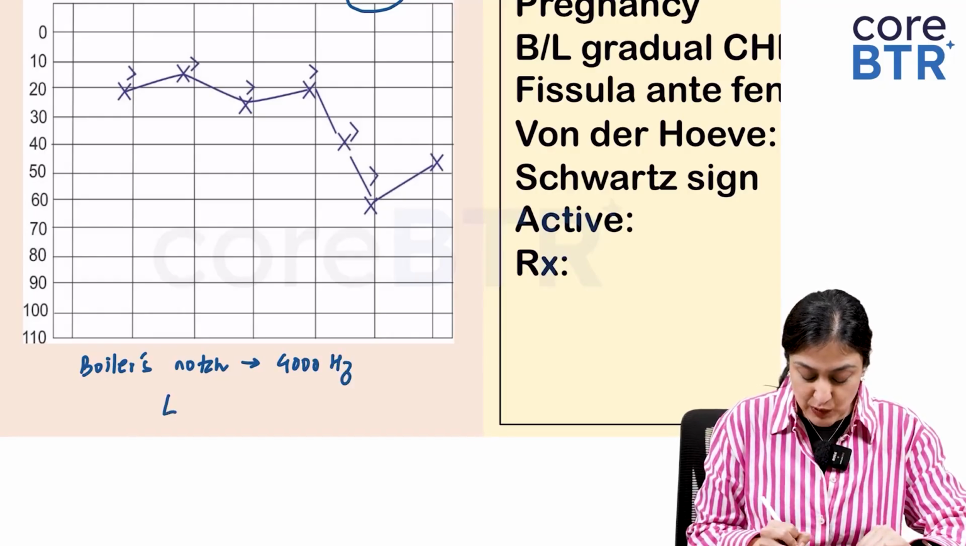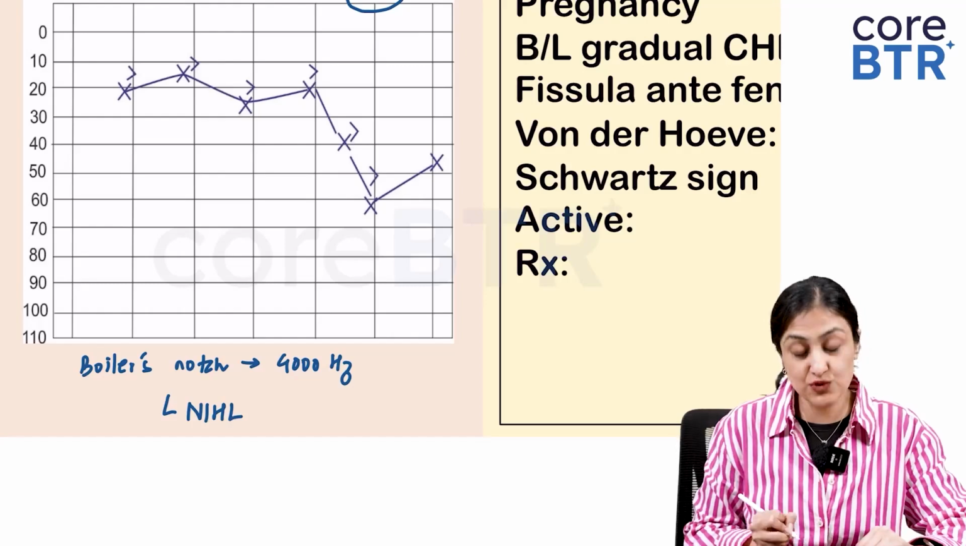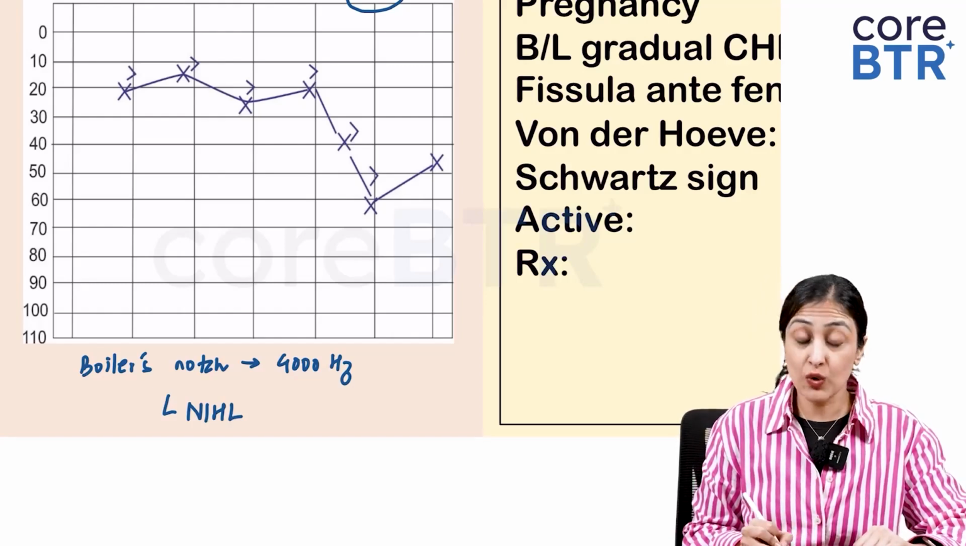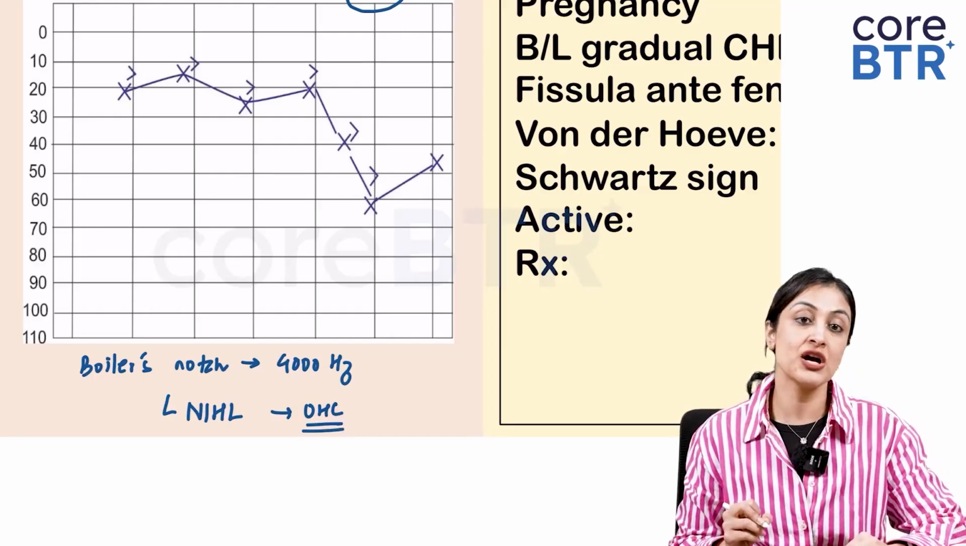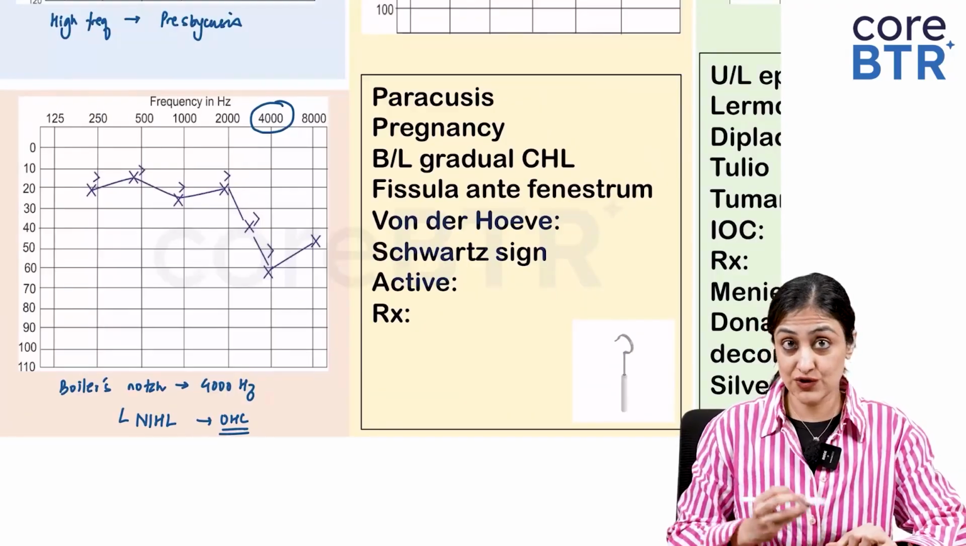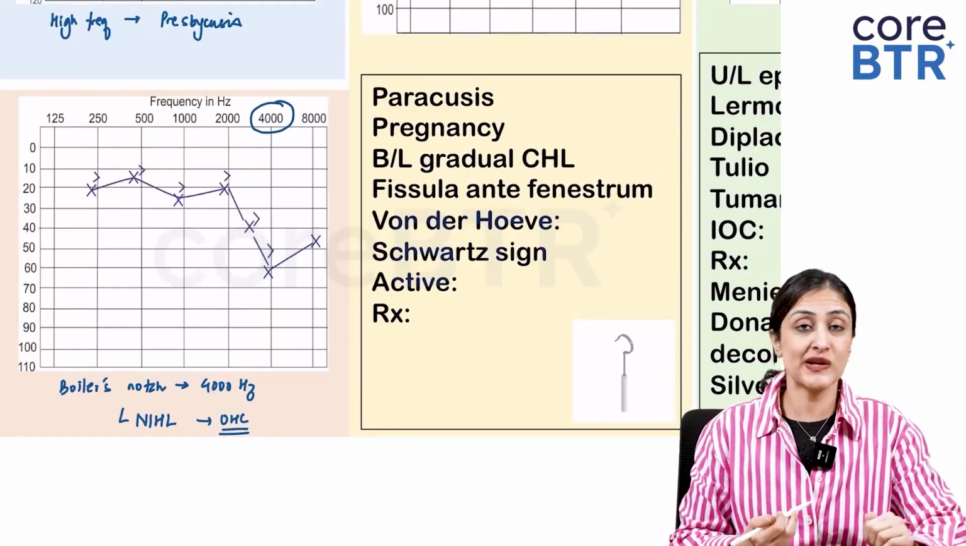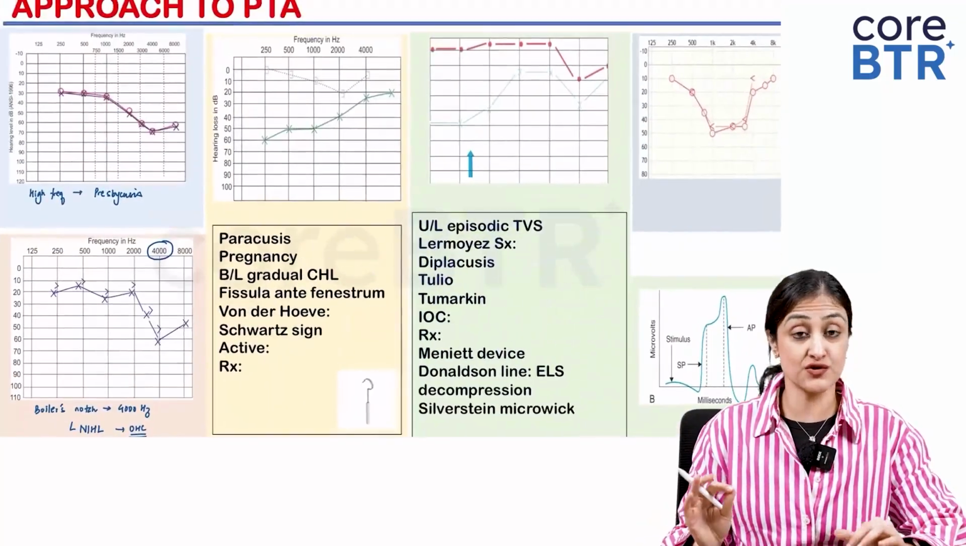Right? And this is what is indicative of noise-induced hearing loss. So noise, what does it affect? Outer hair cell, right? So this is outer hair cell damage, high frequency hearing loss, right? So two high frequency things I saw, presbycusis and a notch, which is Boiler's notch.